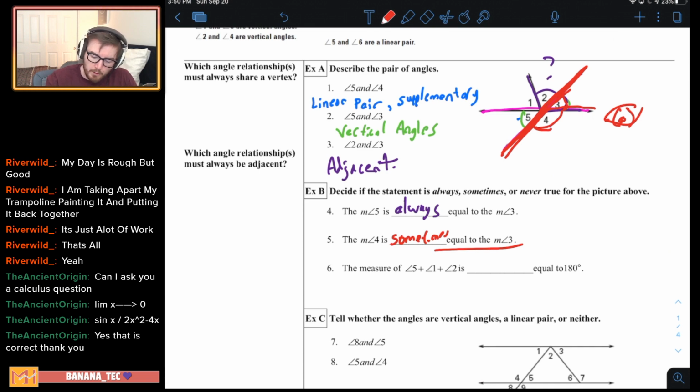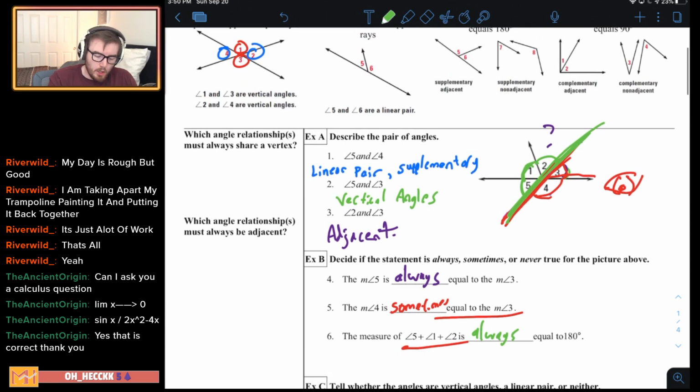The measure of angle 5, 1, and 2 added together is equal to 180. Let me use a different color, red. 5, 1, and 2, yeah, they're making a straight line. And what's the measurement of a straight line? 180 degrees. So that's always going to be 180. There's never a moment where a straight line isn't 180, so we're going to say always.